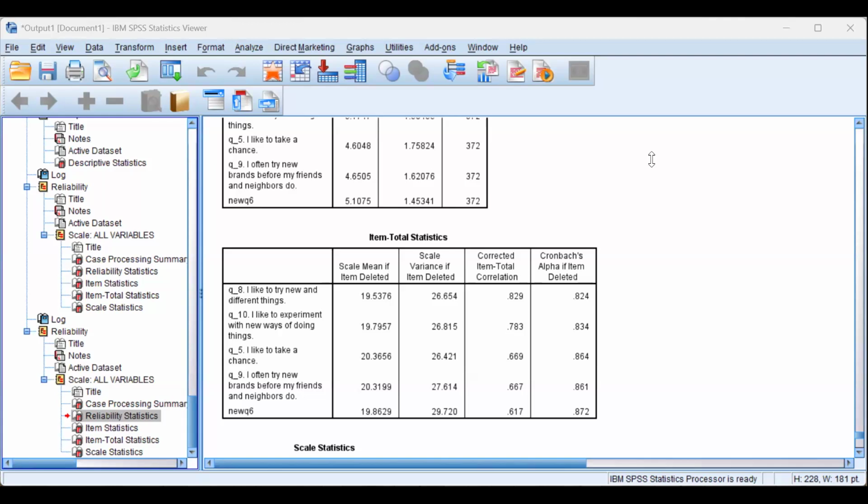Validity testing for the questionnaire could be through face validity or content validity.